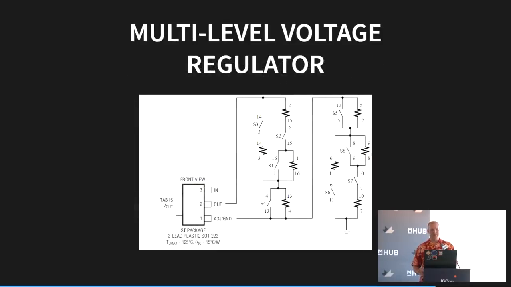This is a multi-level voltage regulator that I was designing just to see what I could do with it. It's a three-terminal adjustable regulator. And I took 8 resistors and 8 switches, and I said, how can I connect those together so that by opening and closing the switches, I can get the most number of different supply voltages out of that regulator?